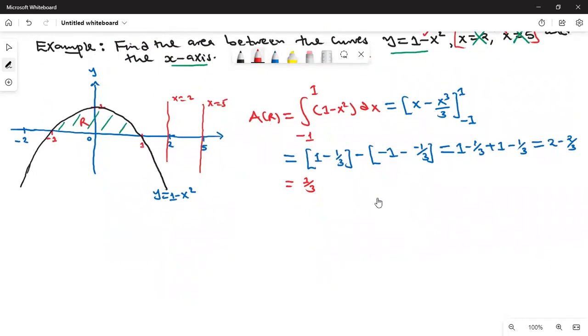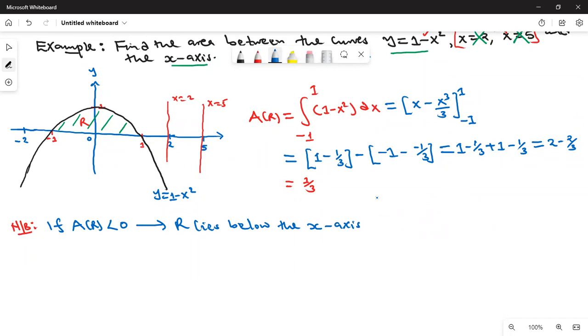So we can write a note, take note, that if the area of the region R is negative, that means less than 0, this means that R lies below the x-axis. That is the negative y-axis.